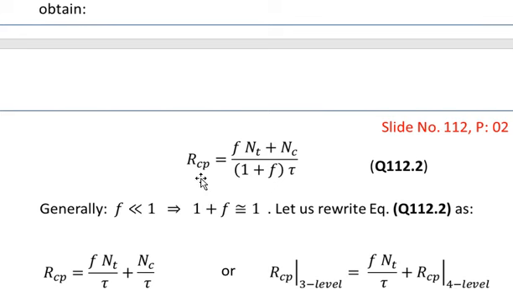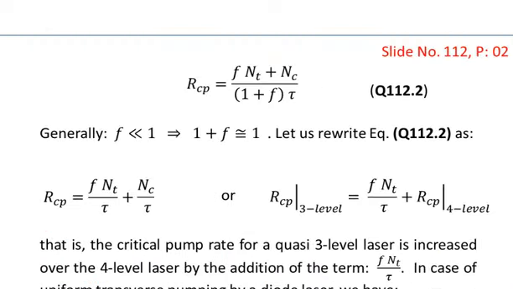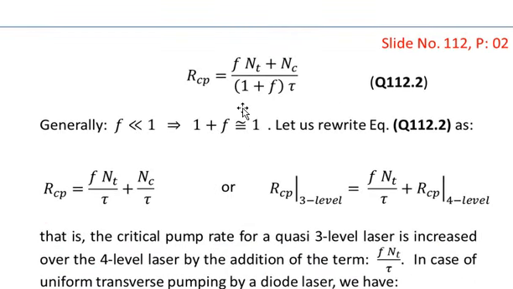So the critical pump rate is equal to F times NT plus NC divided by 1 plus F times tau, where NT is the total population, that is the population in the lower laser level plus the population in the upper laser level, and NC is the critical population inversion. This NC value is given in equation number 1 over here, which we have calculated. Generally, F is much less than 1, and we can set 1 plus F approximately equal to 1.